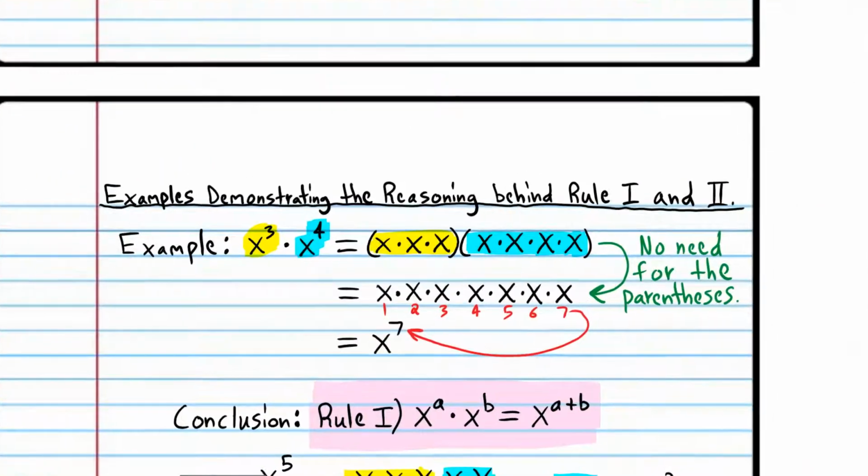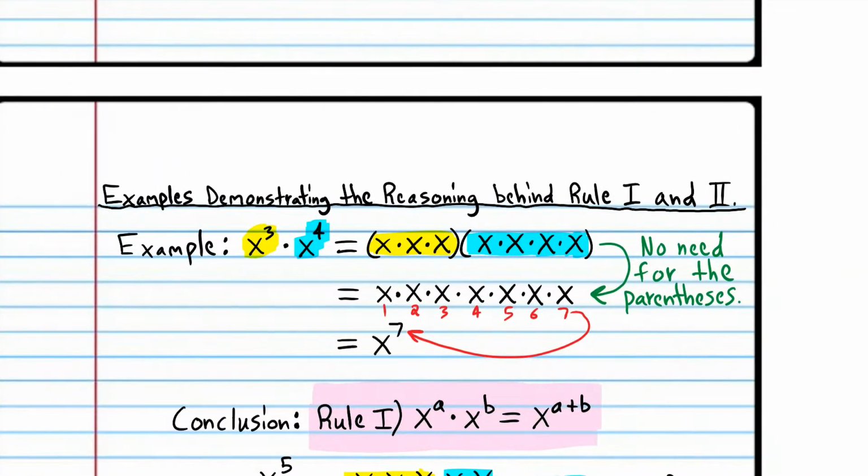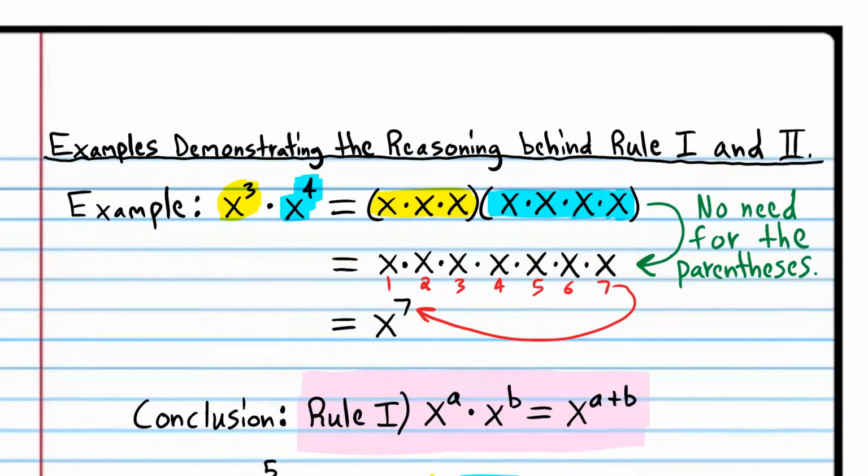At this point, I'm just going to talk a little bit about why those rules work. So using this as an example, x to the 3rd power times x to the 4th power, you're just going to add the powers, right? Just like we did in the previous problems, and you're going to get x to the 7th, because 3 plus 4 is 7.